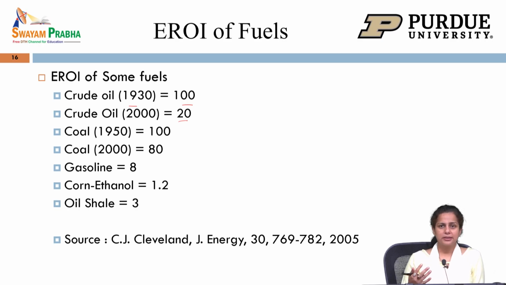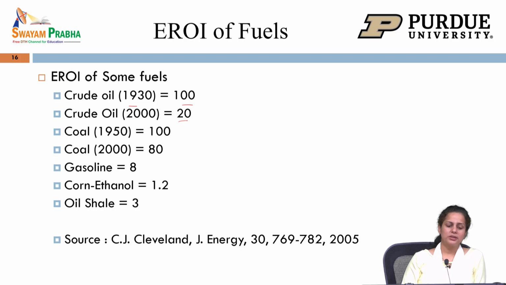The reason being that as the crude oil resources are being depleted, the level is going down and you need to pump from greater and greater depths, and that requires more and more energy. So now per unit energy invested, you are only getting about 20 units, but back in 1930 when there were plenty of resources, you were able to get about 100.